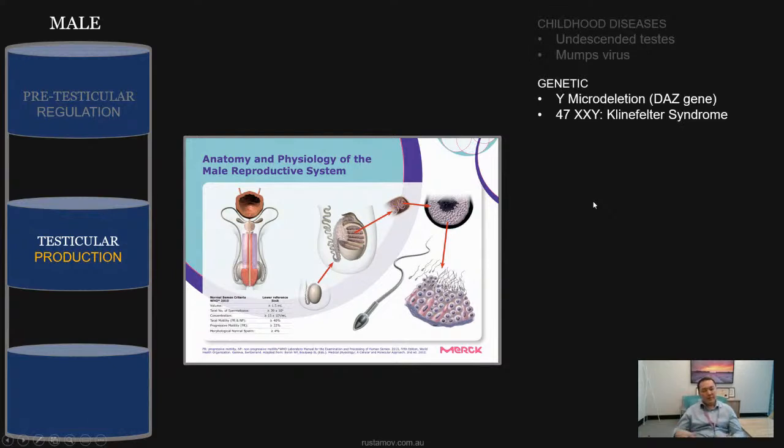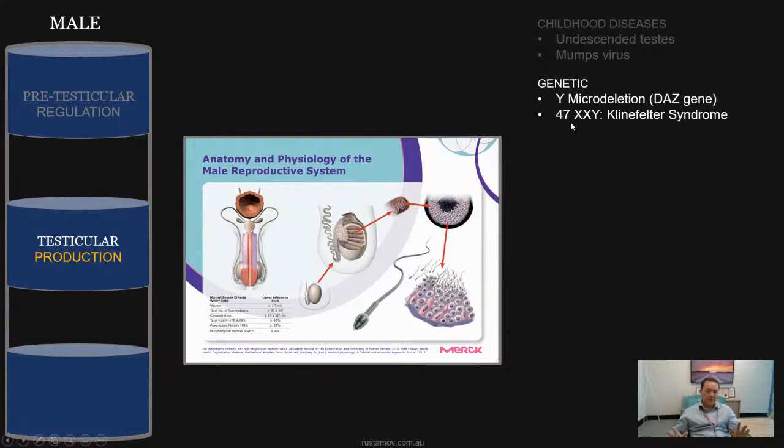So the next problem is at the level of genes. There are two conditions observed here; not common conditions, but in this category, these are the most common. One is called microdeletion of the Y chromosome. The Y chromosome has specific areas responsible for sperm development and sperm production. If in these patients you have a deletion or absence of those regions, it can cause severe male factor infertility. Also, having one extra X chromosome, called Klinefelter syndrome, can cause this problem.